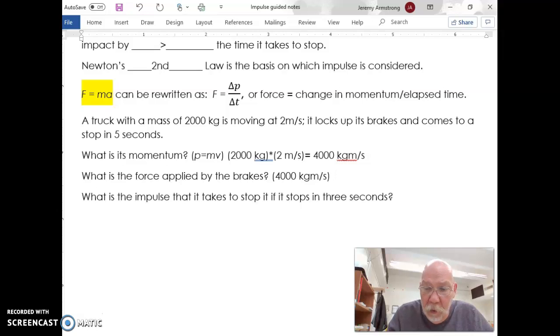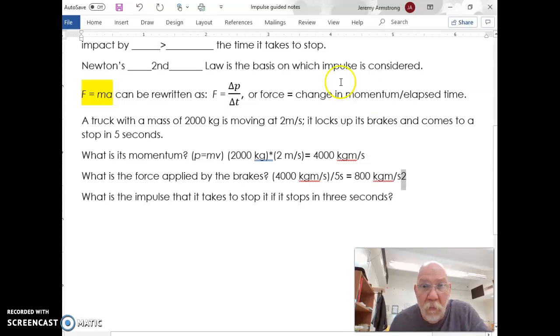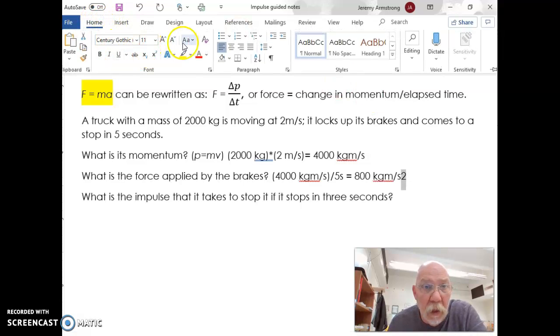I'm going to put it like that. And we're going to divide it by what? What's the elapsed time? 5 seconds. Good. So what's 4,000 divided by 5? And what are the units? 4,000 divided by 5 is, do it in your heads. All right, Jordan, good. 800 kilogram meters per second squared. We're going to do that correctly.